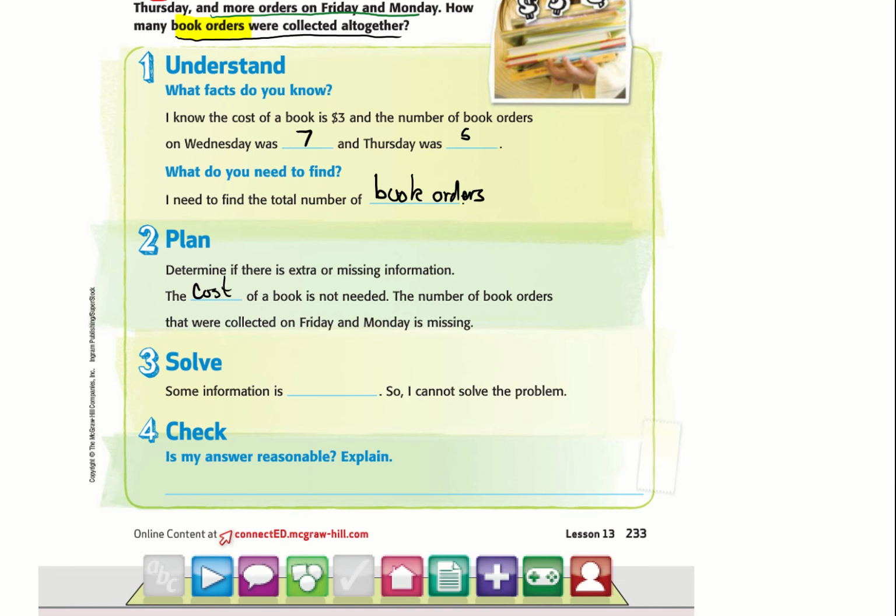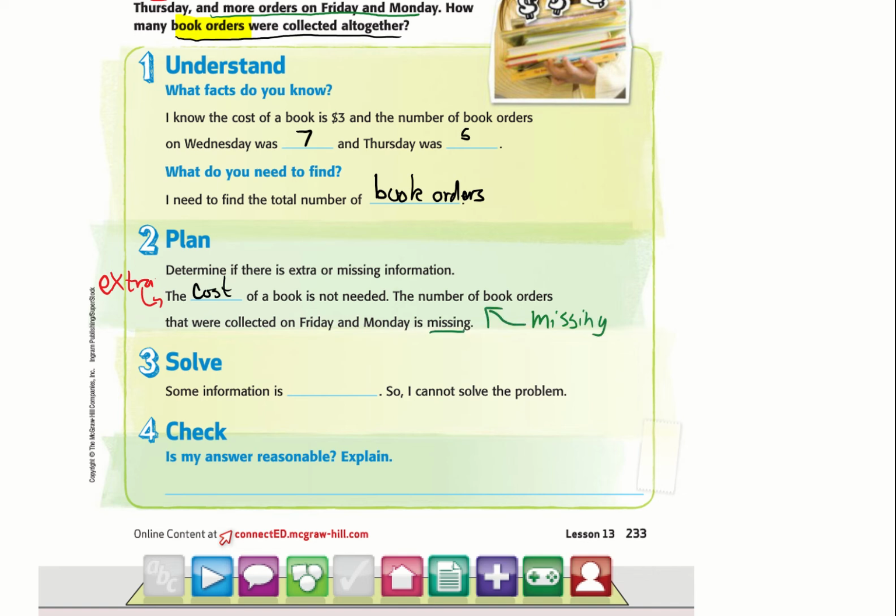So we're going to say, I'm going to mark this as extra. So this is extra information. And we're going to mark this sentence as missing. And it even says missing right here.